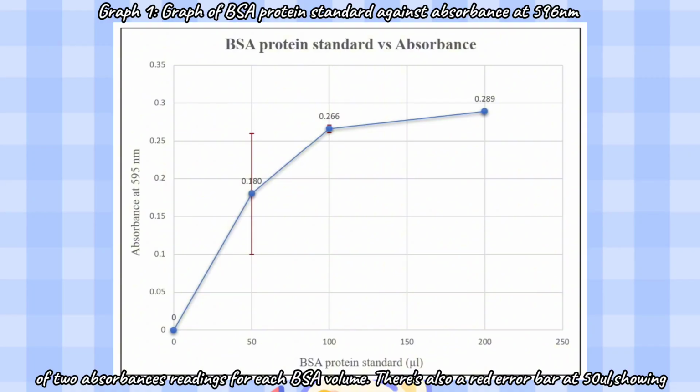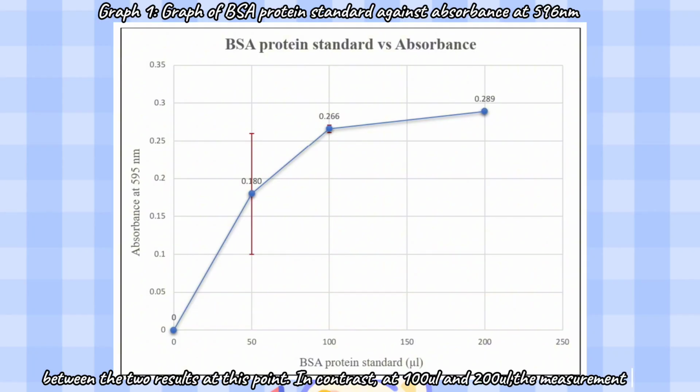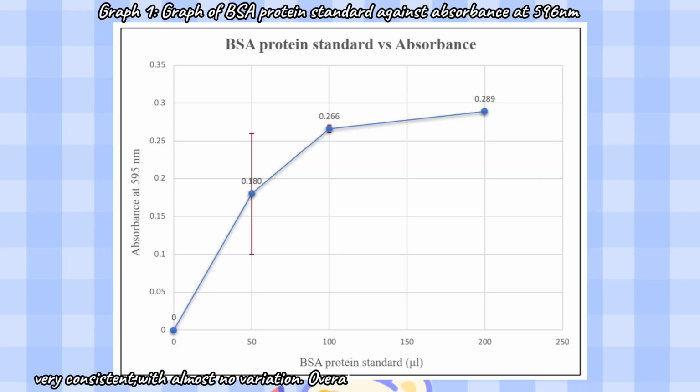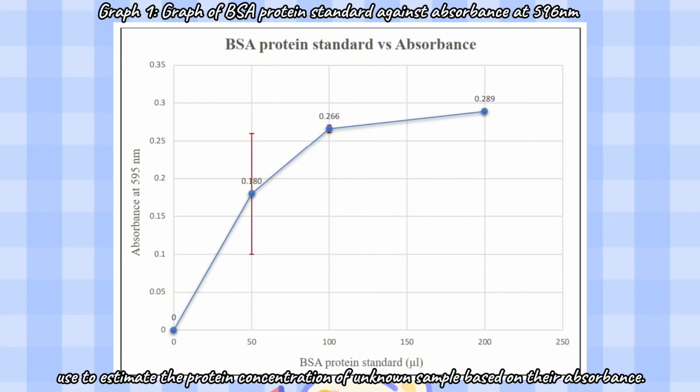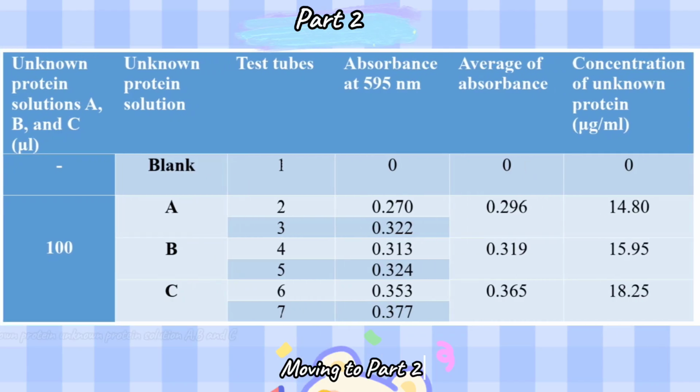There's also a red error bar at 50 microliter showing the standard deviation of the two readings. The large error bar suggests that there was more variation between the two results at this point. In contrast, at 100 microliter and 200 microliter, the measurements were very consistent, with almost no variation. Overall, the graph forms a standard curve that we can use to estimate the protein concentration of unknown samples based on their absorbance. Moving to part 2.